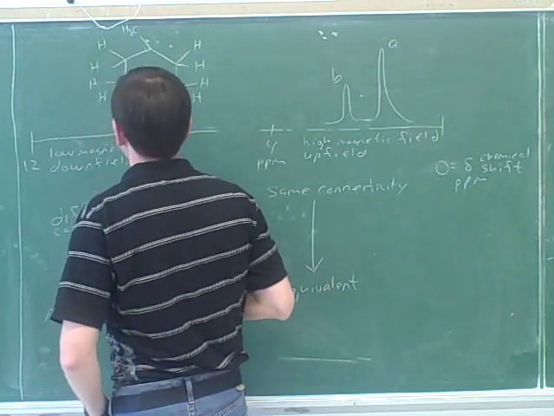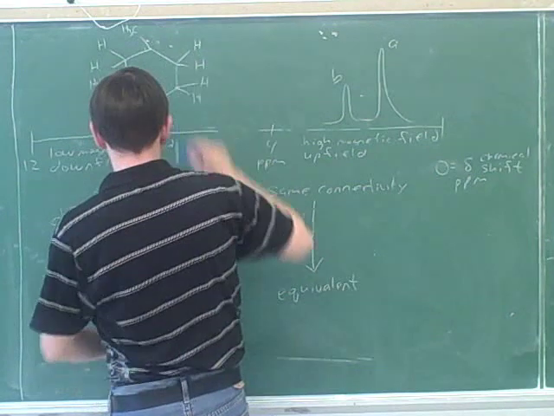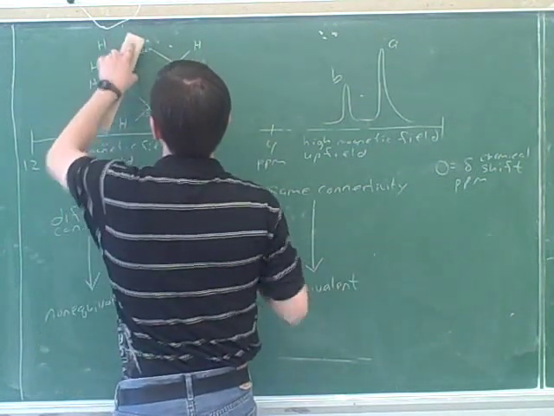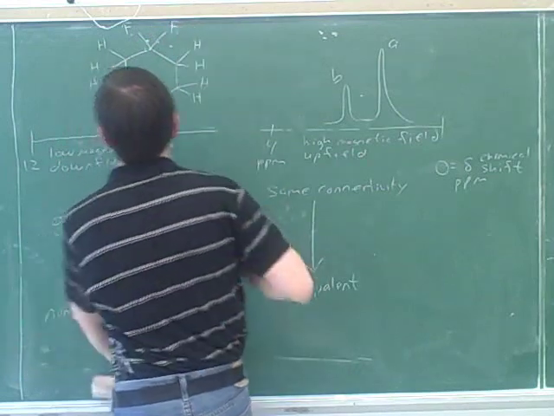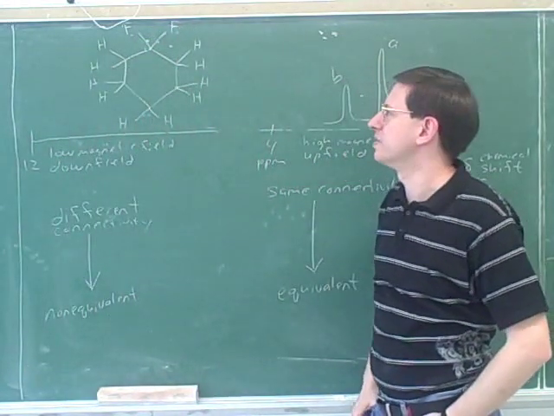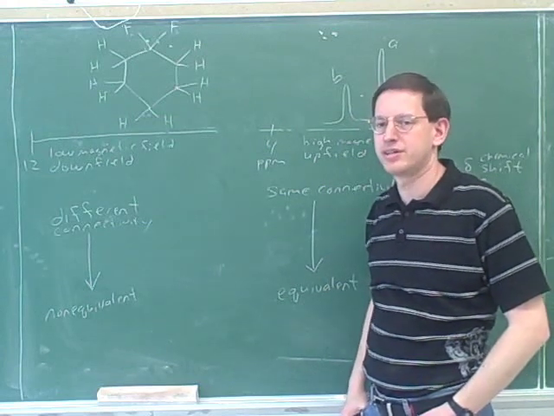Do I really want that? I guess there's no way to go like that. Well, let's try this. Let's get rid of those methyl groups and replace those with fluorines. So how many peaks would we have here?